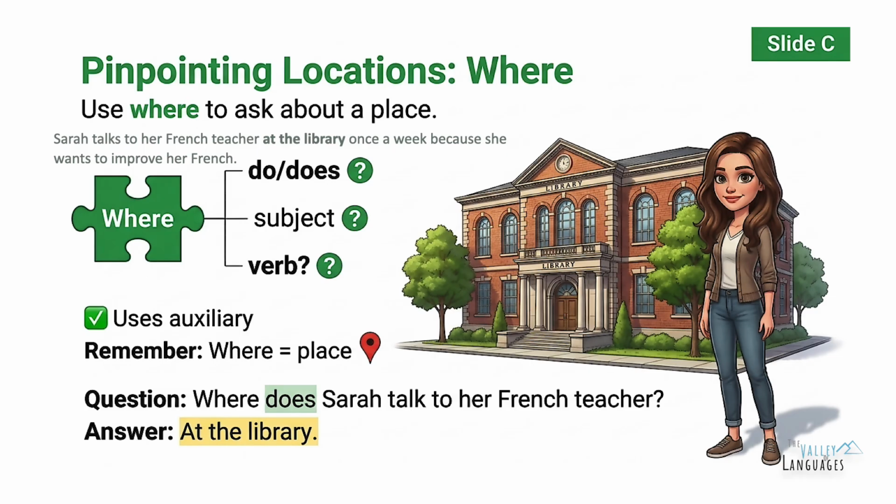Location. Think back to that master sentence for a second. Do you remember where this whole story is even taking place? To pinpoint locations, we bring in where. And yep, our auxiliary is back. We absolutely need it. The formula is where plus do or does plus subject plus verb. So we ask, where does Sarah talk to her French teacher? The answer is a highly specific place, at the library.